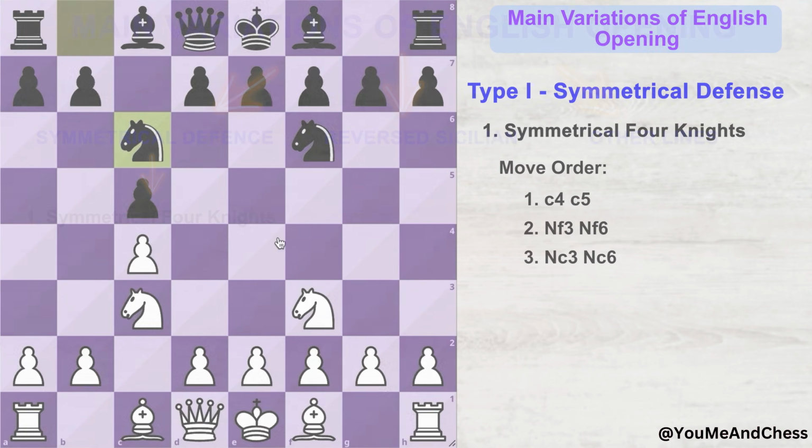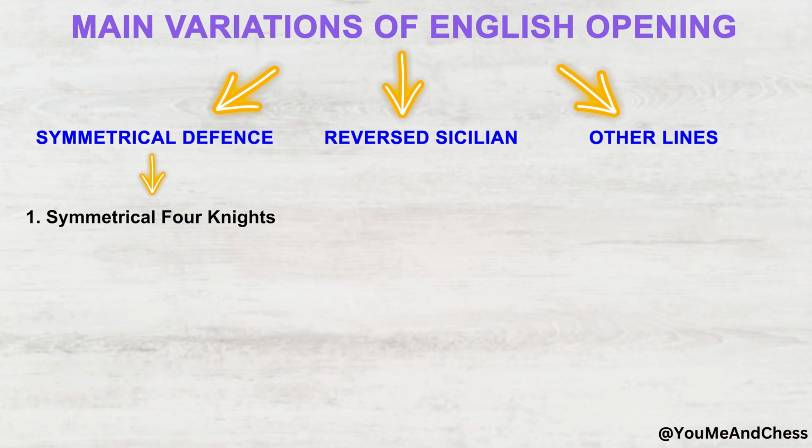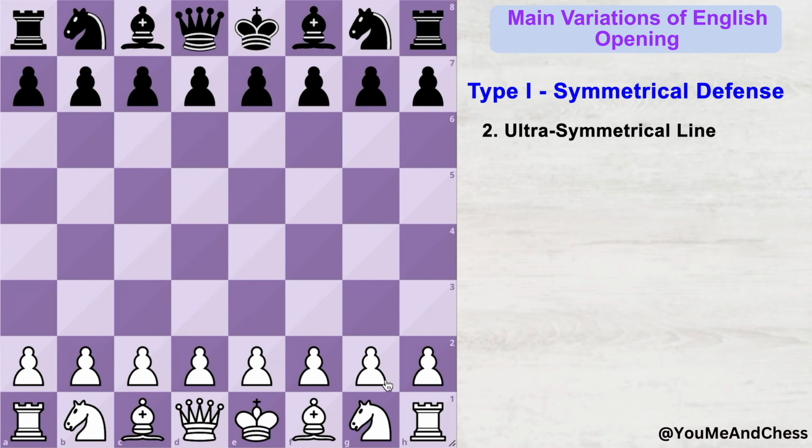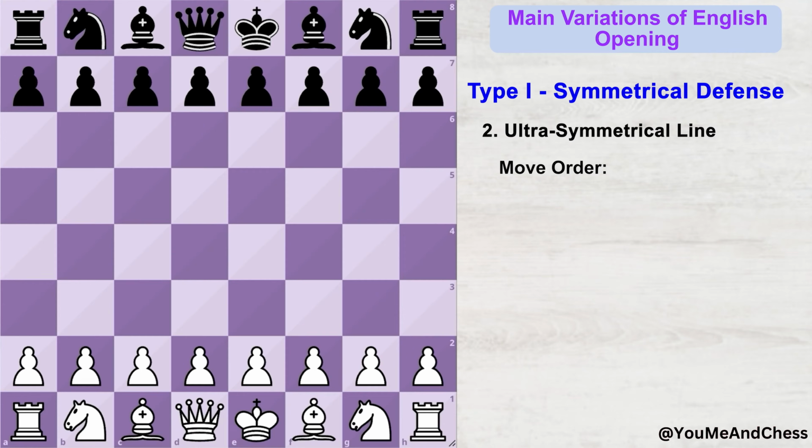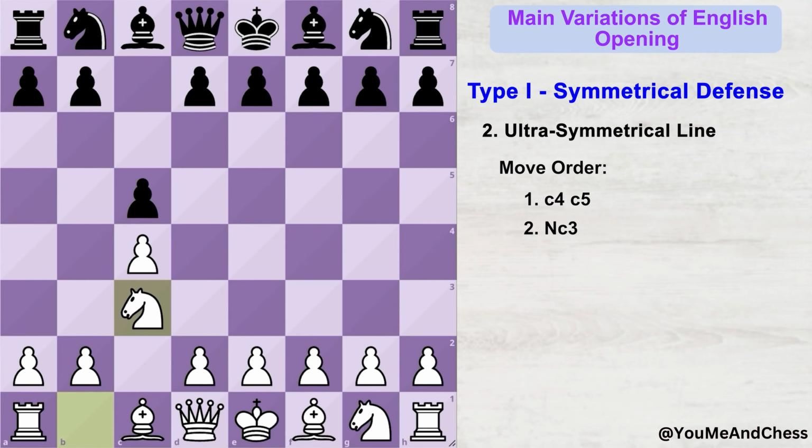Now let's look at the second main line in the symmetrical defense, and that is the ultra-symmetrical line. In this line, white focuses on taking control of the light squares, whereas black focuses on taking control of the dark squares in the center. So let's look at the move order. White starts with c4, black plays c5, and now white is aiming to control the light squares. He brings out his knight to c3, taking control of these two important light squares in the center. Black responds in a symmetrical fashion, playing knight c6, taking control of the dark squares of the center.